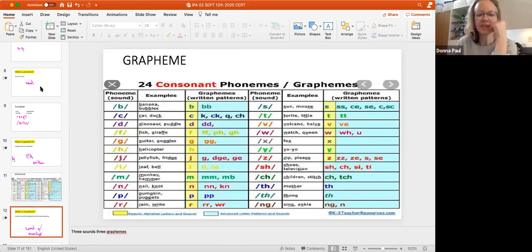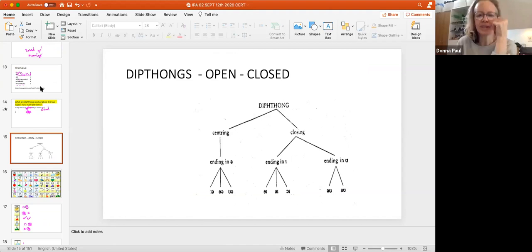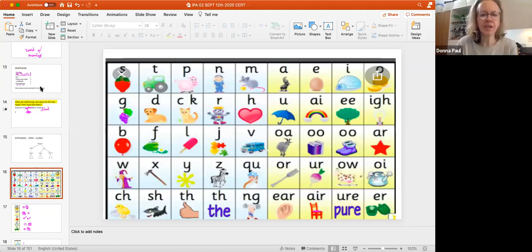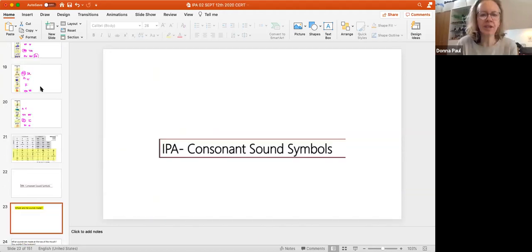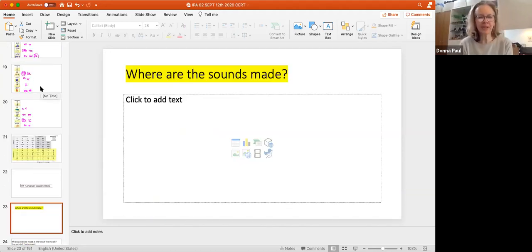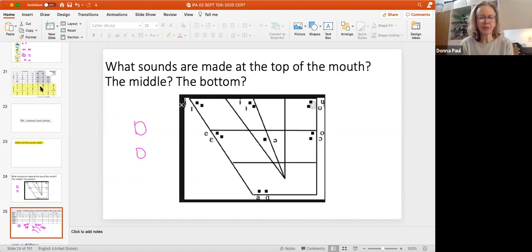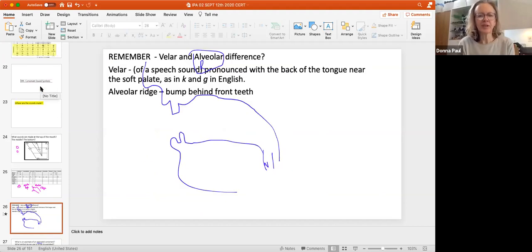So the open one is the ending in ah, because the mouth is more open, but the ending ones are ending in e or u, because the mouth is a bit more closed. And we talked about transcribing again the opposite way, this time writing the IPA and where the sounds are made. And then we talked about just naming the phonemes, one more time revision.